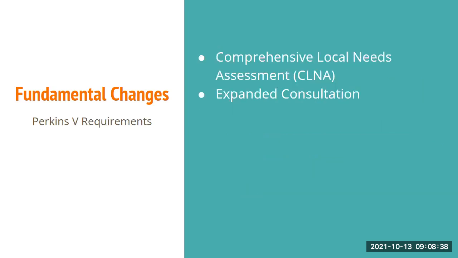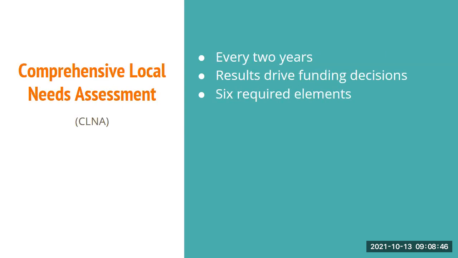The first 2 are interconnected and are really the new foundational elements to Perkins 5 planning and implementation. We are now required to conduct a comprehensive local needs assessment every 2 years, the results of which should directly and explicitly drive your local application development and future spending decisions for the 2-year period. Every investment should tie back to your 2-year CLNA.